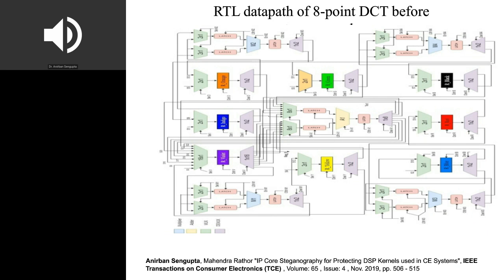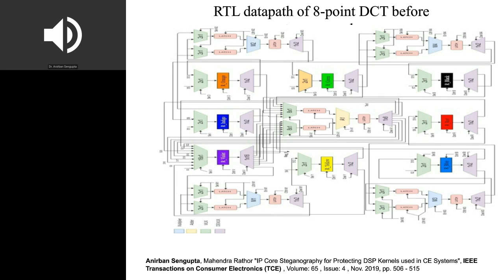So this circuit shows the RTL data path of an 8-point DCT. The 8-point DCT is a very widely used algorithm in JPEG compression in terms of 8x8 blocks. And it converts the spatial domain information into the frequency domain. And this RTL data path is for an 8-point DCT before implanting of the stego mark.